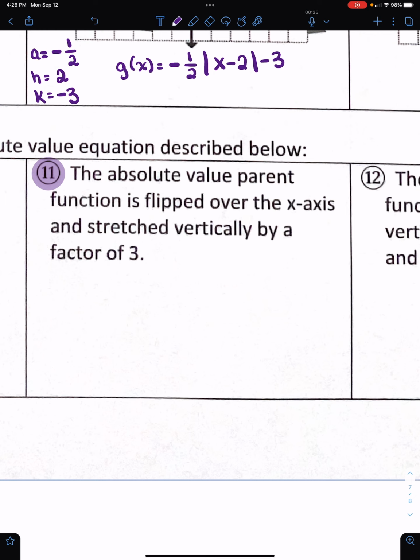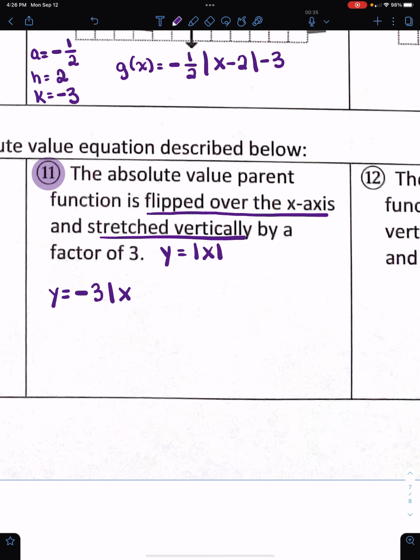All right, the last one that we are going to look at together is problem number 11, the absolute value parent function. So I know I'm dealing with the absolute value of x. It is flipped over the x-axis, so that's a reflection, and stretched vertically by a factor of 3. So I will have y equals negative for the reflection, 3 for the stretch, absolute value of x.